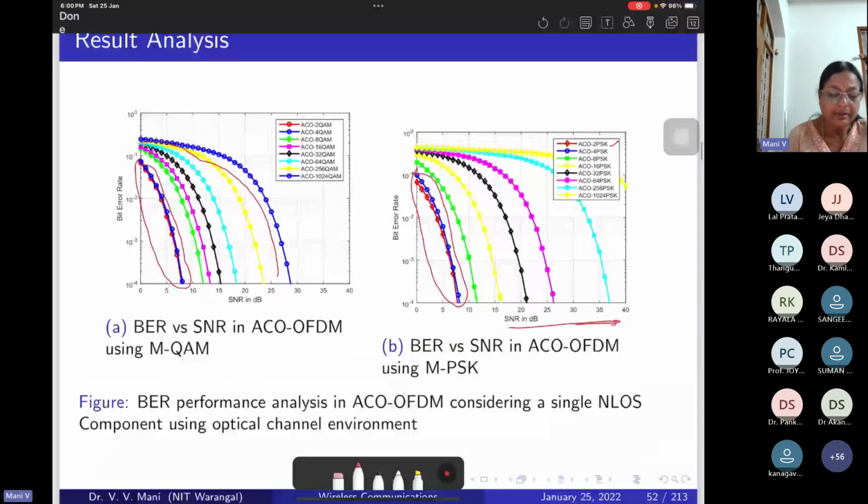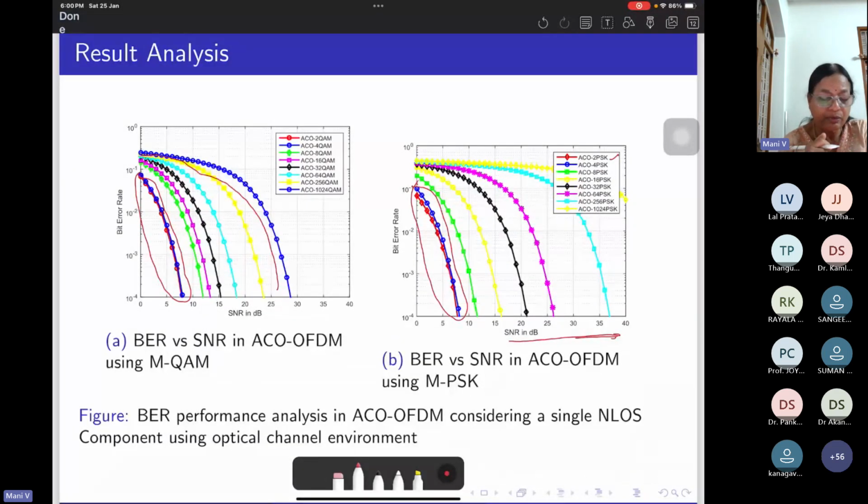So we would see the BER versus SNR in ACO-OFDM using MQAM as well. As the QAM order increases, my probability of error gets worse. Even at 10 dB SNR, the first one, ACO 2 QAM, is my probability of error, the first one. Then ACO 1024 QAM is the blue scenario. Like that, I can see as SNR increases, the probability of error is reached with the higher QAM order at higher SNR values.